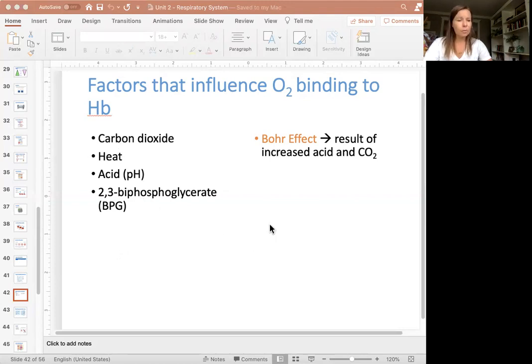Okay, so hopefully that explains not only the way that oxygen is carried in the blood, but also some of the factors that affect oxygen's binding to hemoglobin. And that is the way that the majority of oxygen is carried in the blood. About 98.5% of oxygen binds to the heme groups on hemoglobin.